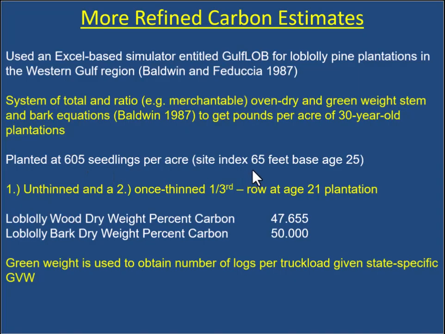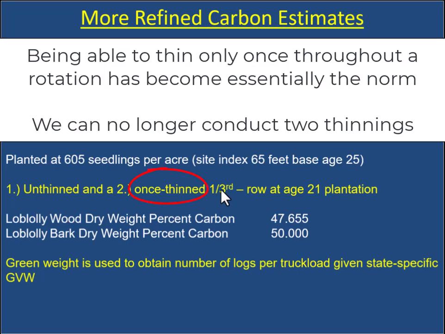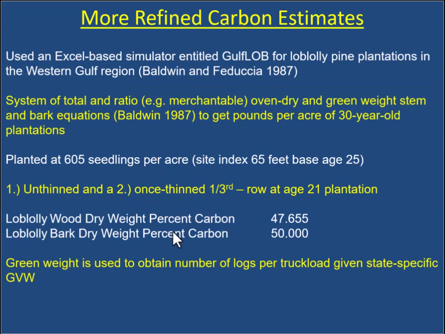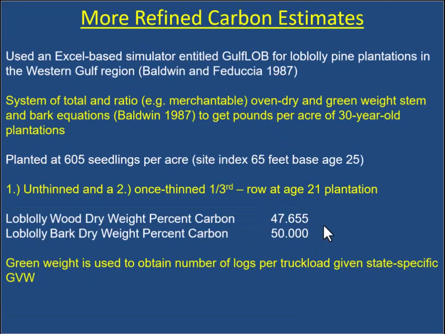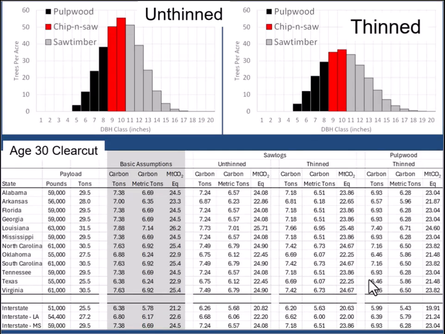Site index 65, so we bump up that older growth and yield system a little bit, base age 25. We're just going to look at a clear cut at 30 years old for an unthinned stand with these conditions, and then a once-thinned stand at age 21 with a third-row thinning. Once again, that's becoming much more common in much of the Western Gulf, and particularly in Mississippi. Then we have our percent carbon contents for the loblolly, and once again we assume that simplifying assumption for the bark, and then we need that green weight to get the number of logs on the truck.